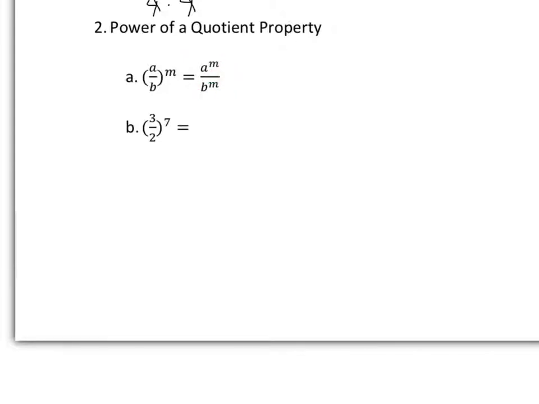Example here, we've got 3 over 2, to the 7th power. So we're going to take the 7th power and enact that power on both the 3 and the 2. So we'll have 3 to the 7th over 2 to the 7th, which you could actually get an answer for, but you don't need to in a problem like this.